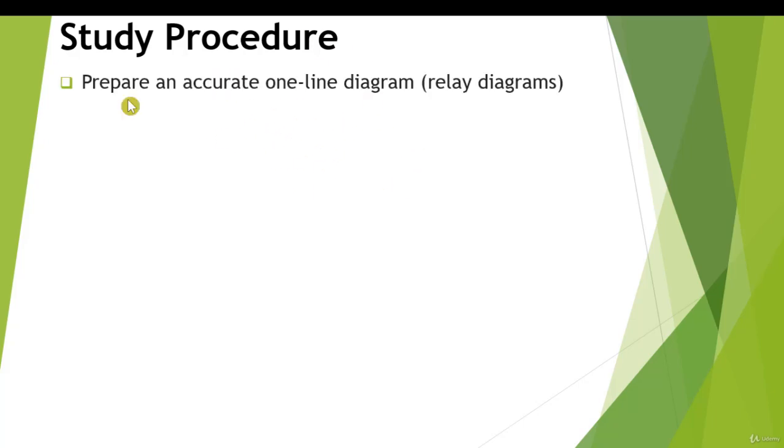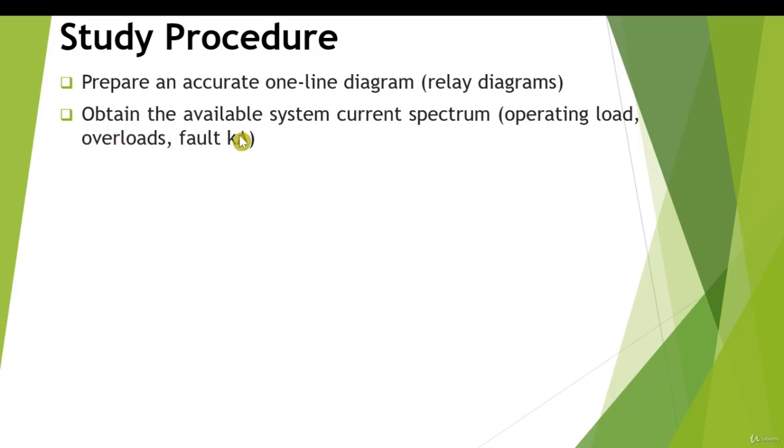So the first step is to prepare an accurate single line diagram with its CT and relay information. So once you have created a model for load flow and short circuit analysis, you can add the CTs and relays to that model. Next is to obtain the available system current spectrum. Here we need to find out the current spectrum starting from the operating load, overloads, and fault current.